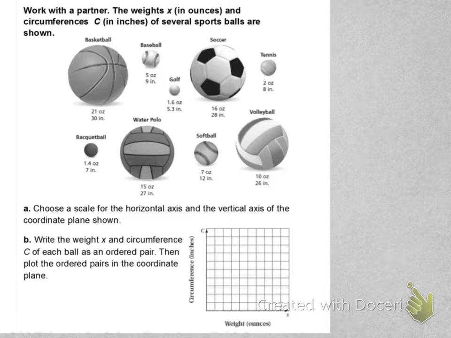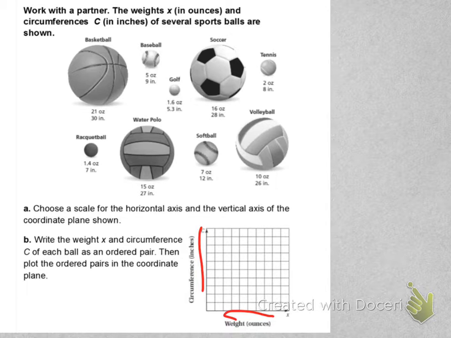There's a horizontal axis and a vertical axis. Okay, your x-axis, they tell you, is the weight in ounces. Your vertical axis is your y-axis, and that is the circumference in inches. So now what you need to decide is what scale are you going to use to show the relationship between the different types of balls.